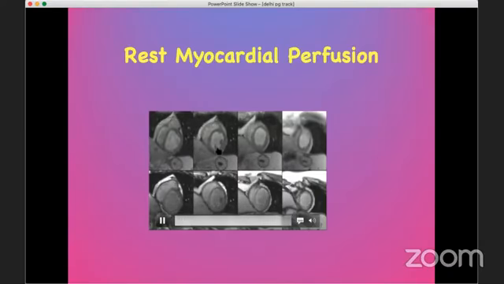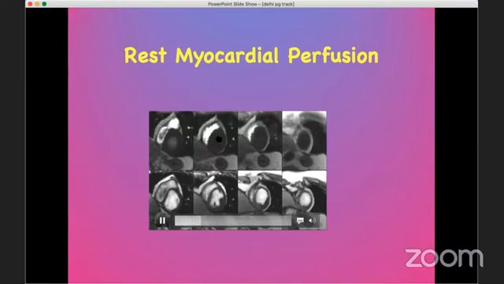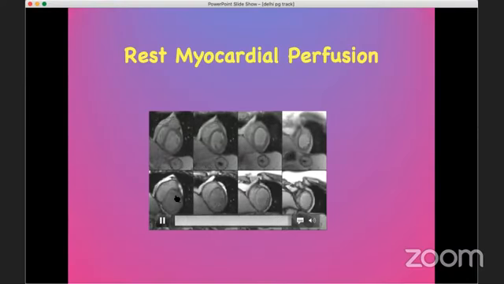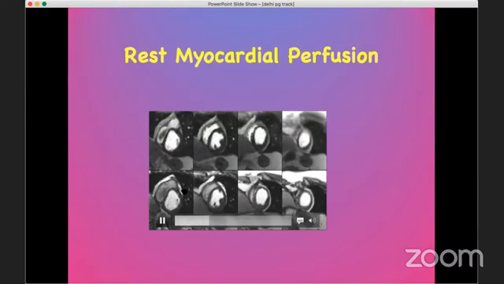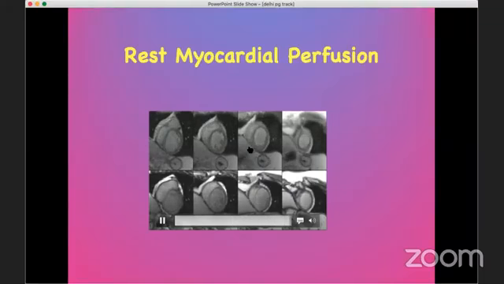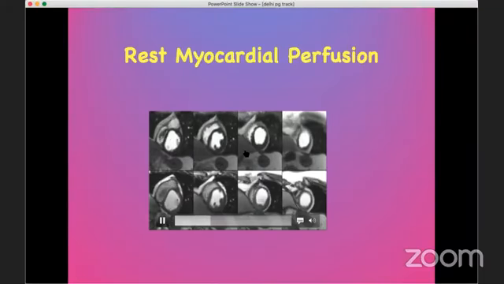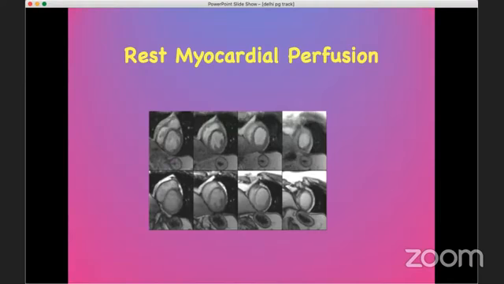cavity. And what we are seeing here is that areas of black in the anterior septum, if you pay attention here, you can see these dark areas, and these dark areas correspond to decreased perfusion in the anterior septum, which is analogous to having ischemia in the LAD territory.